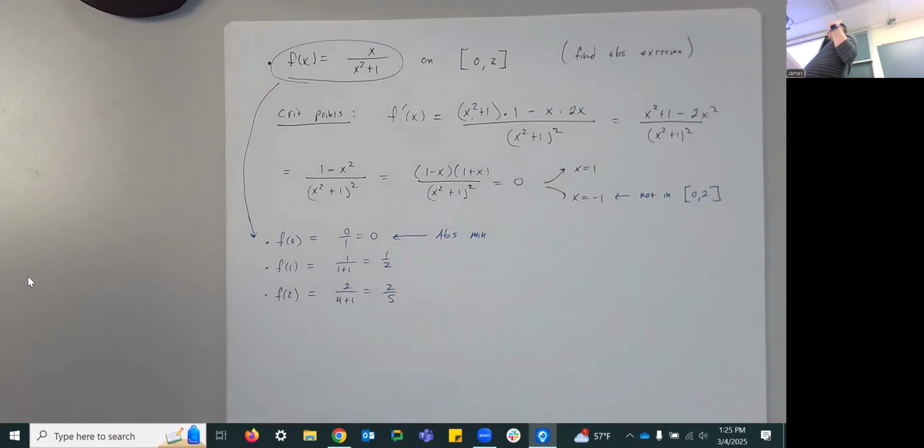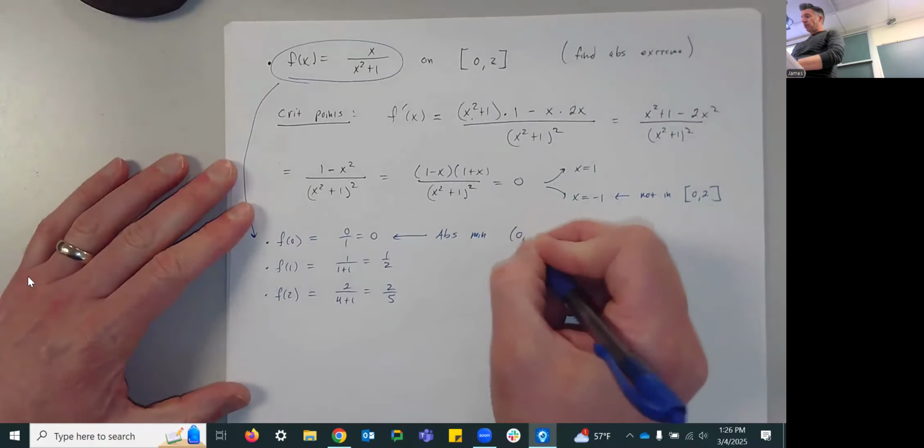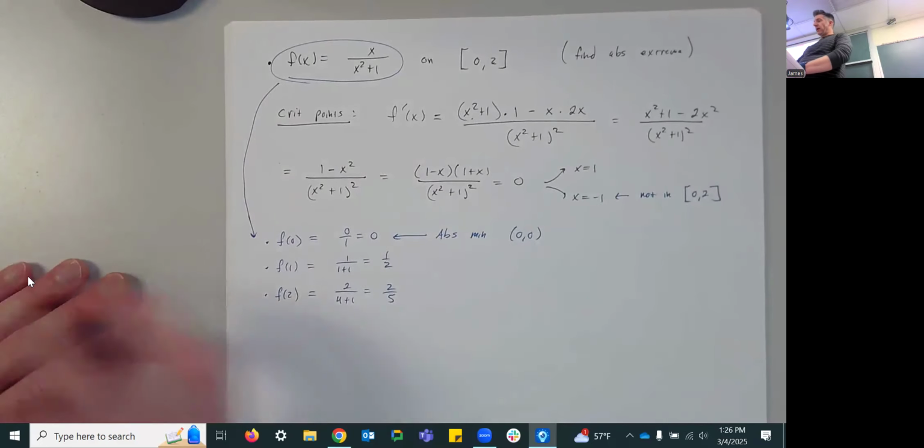Personally, when I'm describing an absolute max or an absolute minimum, I like to write the entire point. So I like to write that my absolute minimum is at 0, 0.